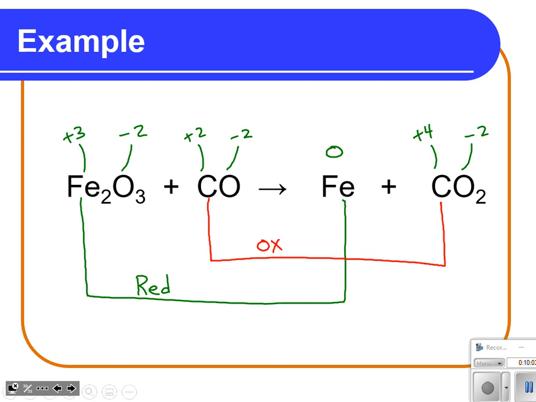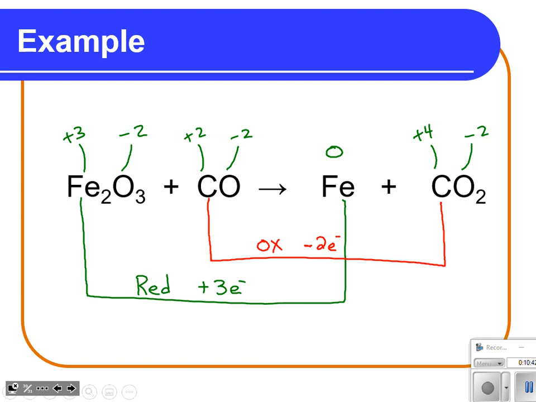Now, how many electrons did my carbon lose? Well, it lost 2 electrons. How many electrons did my iron gain? Well, it gained 3 electrons. Okay, so I can see the changes. The carbon lost 2 electrons. The iron gained 3 electrons. Now, here is the tricky part.